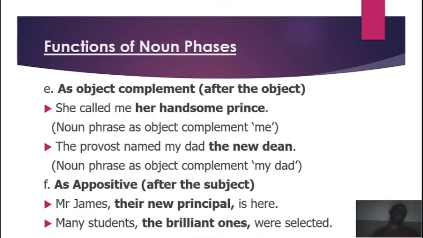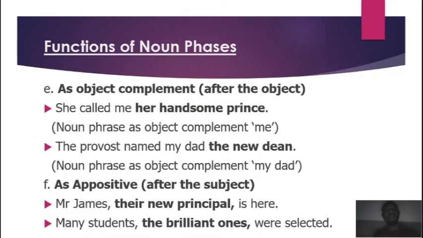And then finally, it functions as what? Apposition. This is when it comes to describe or tell you more about the subject. The noun phrase at that point functions as an apposition. Now let's look at the example. Mr. James, their new principal, is here. Who is Mr. James? Their new principal. That is separated with what? Two commas from the main sentence. I could say Mr. James is here, but which Mr. James are we talking about? Their new principal. So when you have this group of words functioning as a noun phrase separated with two commas from the rest of the sentence, it's functioning as an apposition, because it tells you more about the subject.